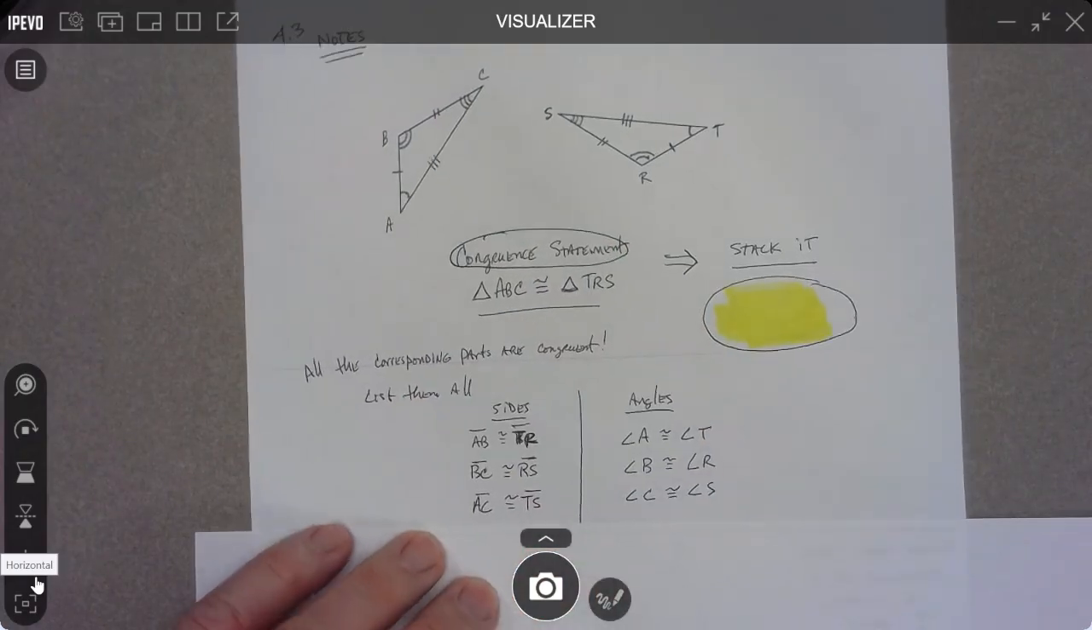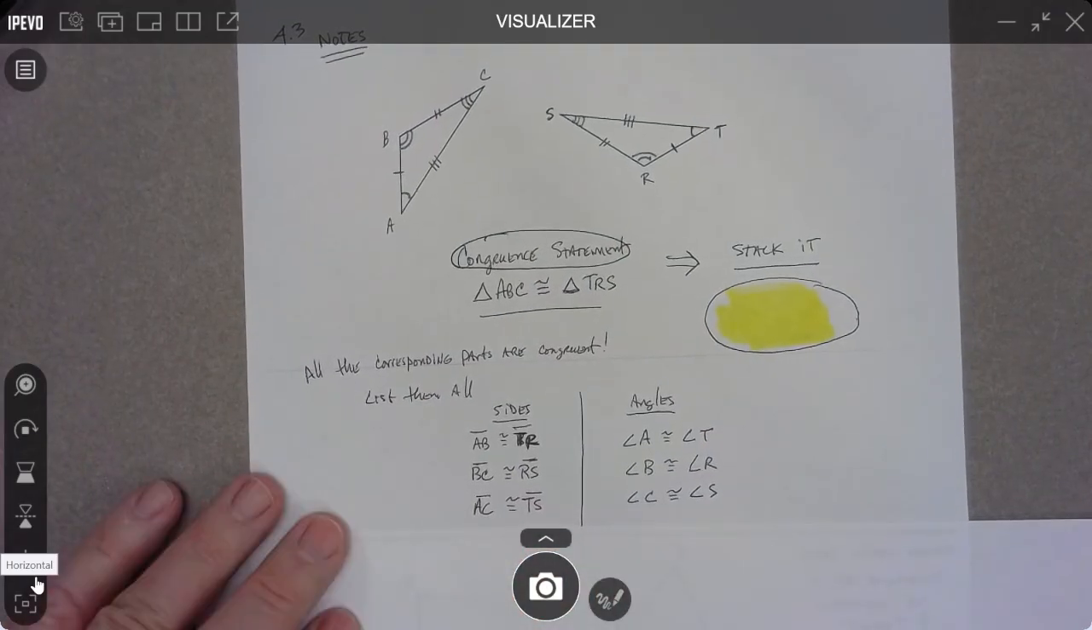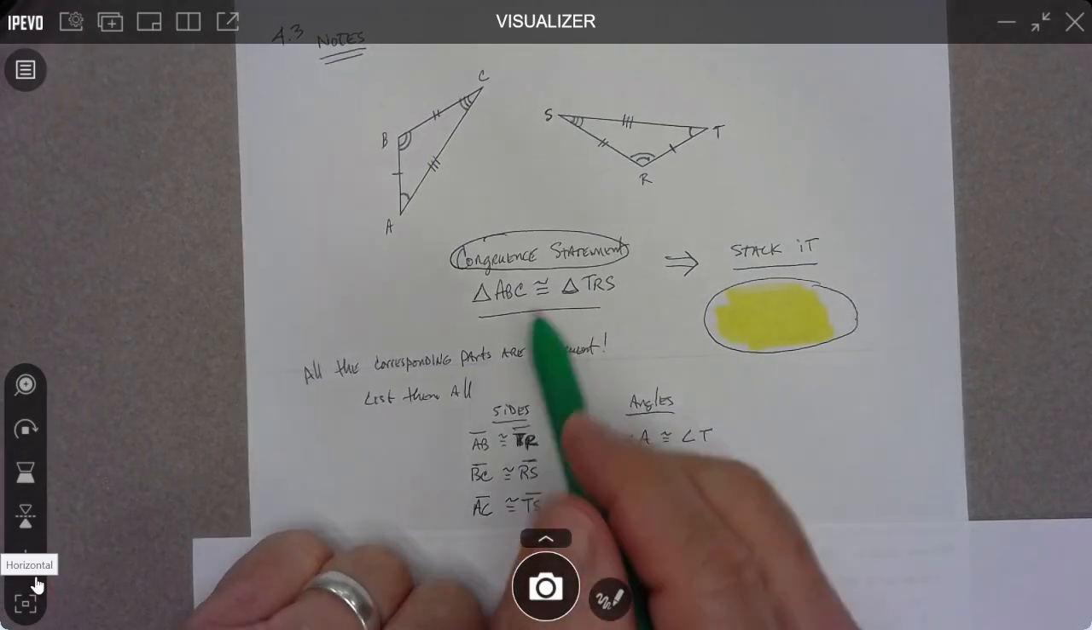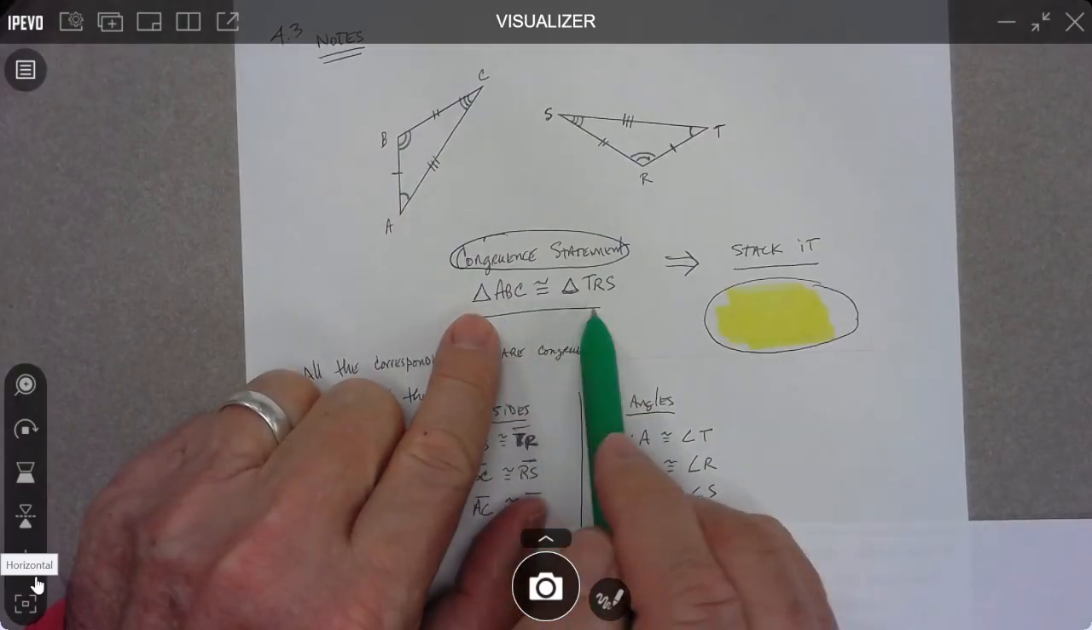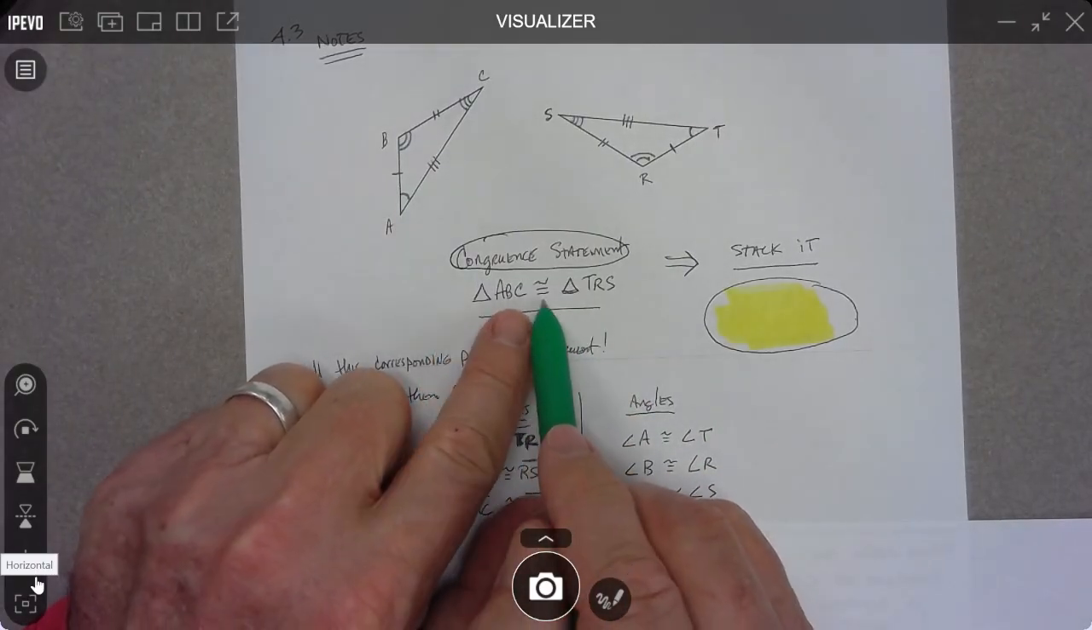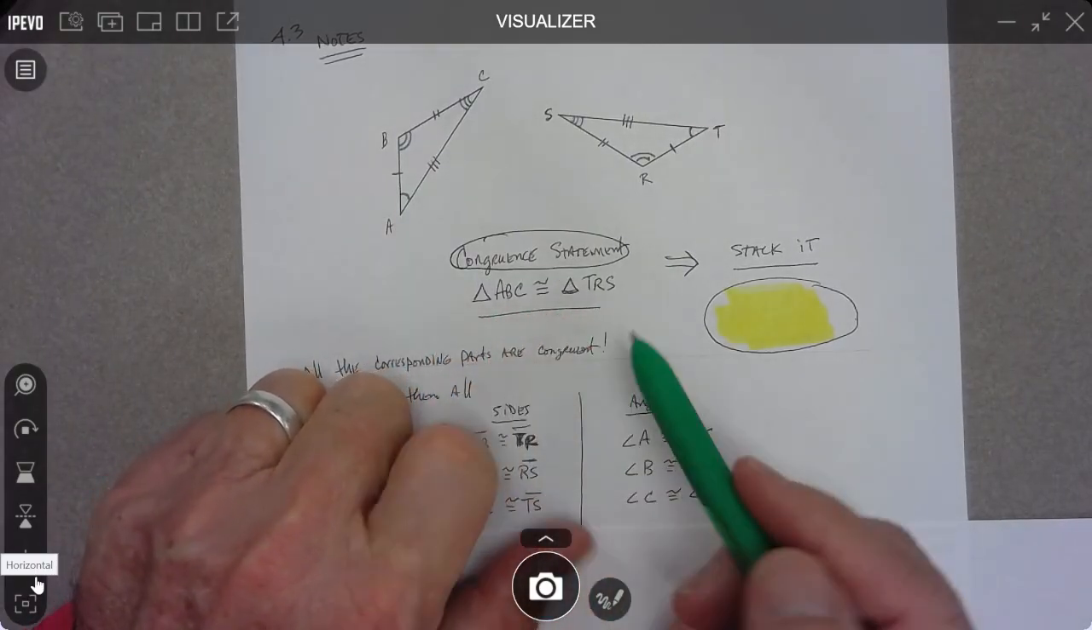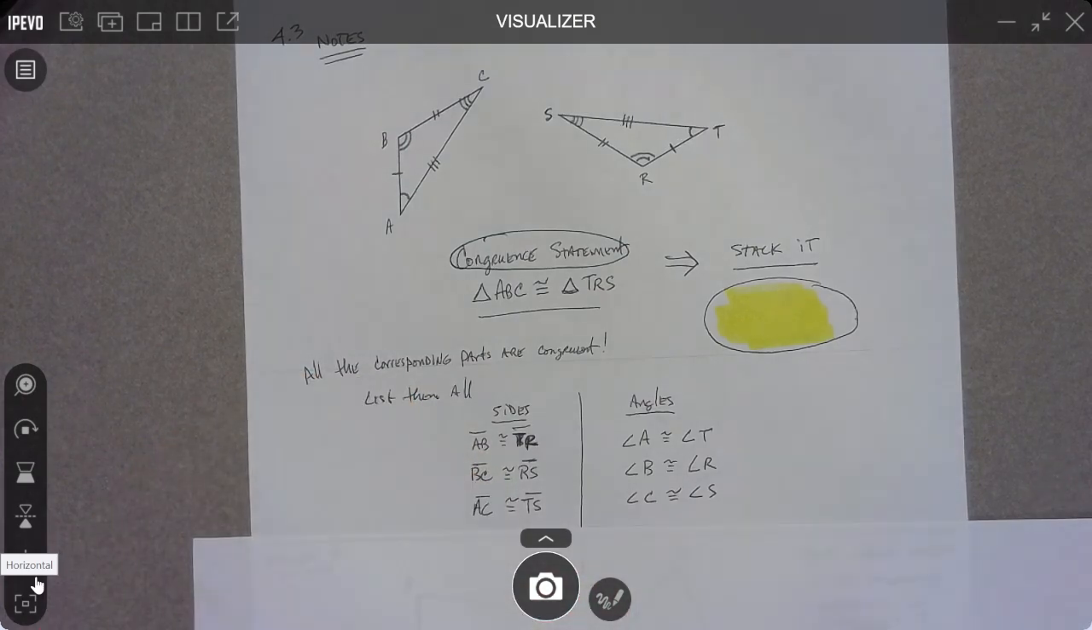That's one of the things that you need to understand from today's lesson: what is a congruent statement. A congruent statement is, in this case, it says triangle ABC is congruent to triangle TRS. That is the congruent statement.